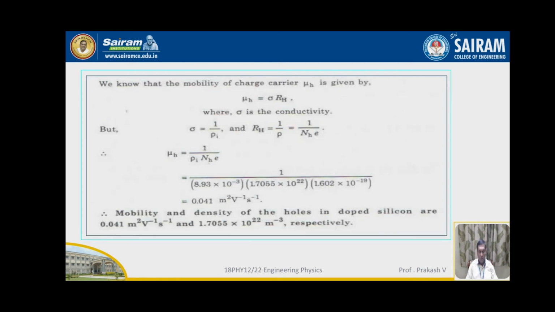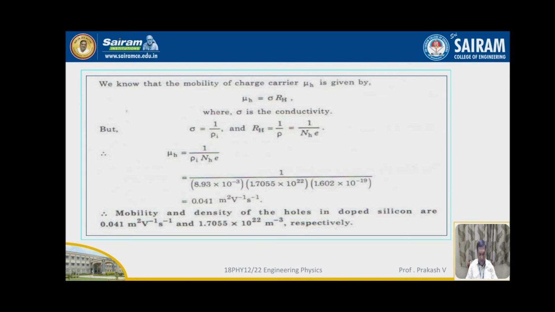And the value of mu h is equal to sigma RH. Further, sigma is equal to 1 by rho, and RH is equal to 1 by rho, that is equal to 1 by NH into E. So finally the value of mu h will be equal to 1 by rho NH into E. So after substituting the values of rho, NH and E, the value of mu h will be evaluated as 0.041 meter square per volt per second.